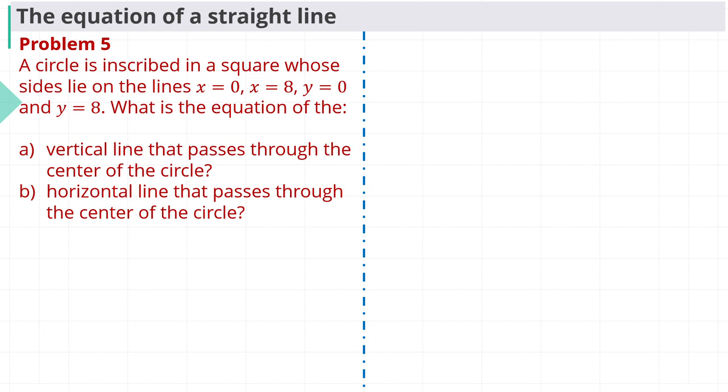And next question. A circle is inscribed in a square whose sides lie on the lines x equals 0, x equals 8, y equals 0, and y equals 8. What is the equation of the... Okay, so we need to illustrate all these lines. Let us have the xy plane. The line x equals 0 is the same as the y-axis.